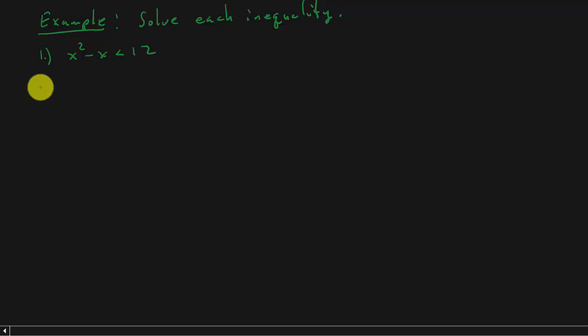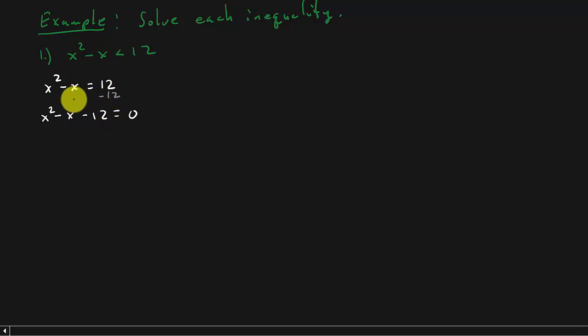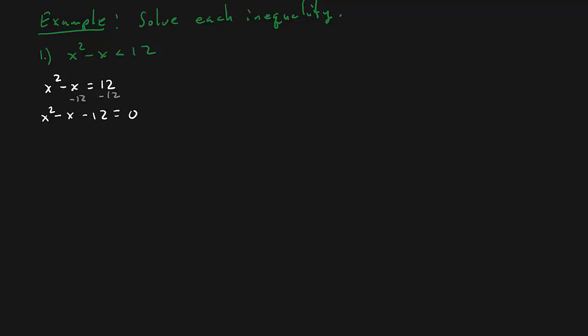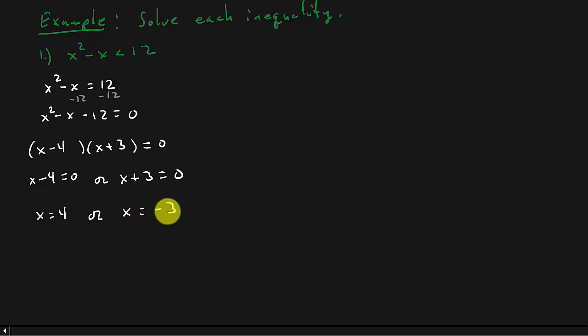All right. So what we want to do is change this to an equation. And so we've got x squared minus x minus 12 equals 0. All I did here is subtract 12 from both sides. And now what we want to do is factor this thing. So I've got x minus 4, x plus 3. So x minus 4 equals 0, or x plus 3 equals 0. So x equals 4 or x equals negative 3. So there's our solutions to that equation.